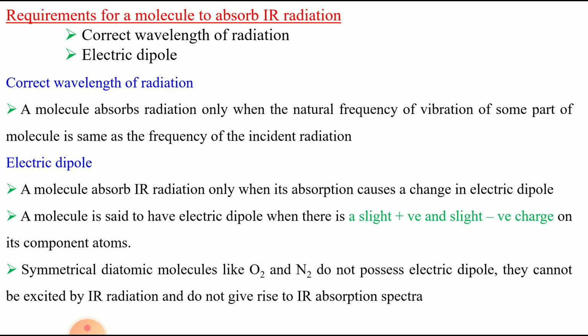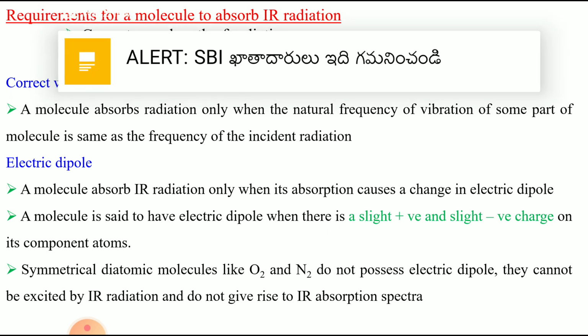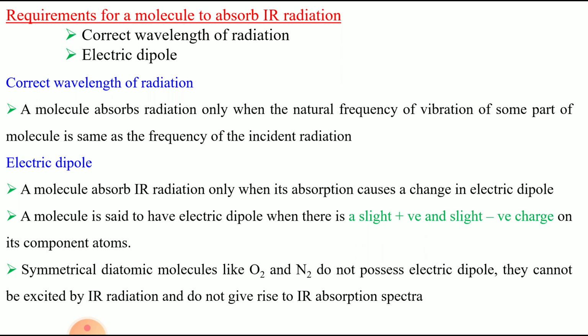Like the bonds in OH, H plus and O minus. Some compounds are diatomic molecules like oxygen and nitrogen. In oxygen, O2, the charge is not there. In nitrogen, N triple bond N, the charge is not there. They do not possess any electric dipole moment. Hence, these diatomic molecules are not excited by IR radiation. Even though we give IR radiation, they are inactive to IR.